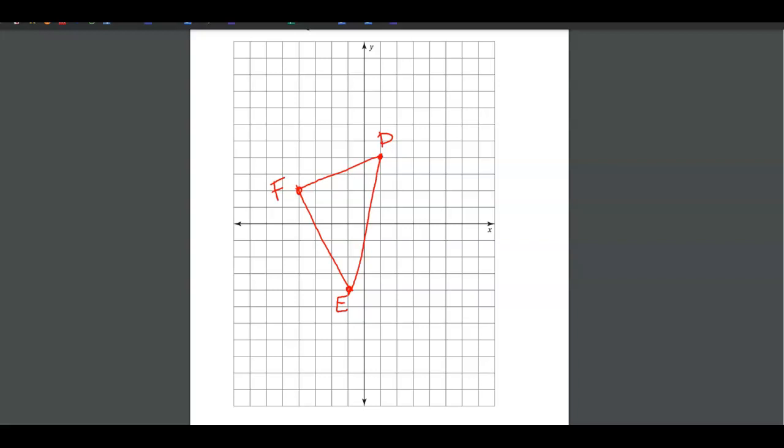Alright, so to find the distance between DE, I could draw a right triangle. I could make a right triangle right there. So this length would be 1, 2, 3, 4, 5, 6, 7, 8. And this length would be 2. So then my formula would be 8 squared plus 2 squared equals C squared. Solve that, and then push play when you're ready.